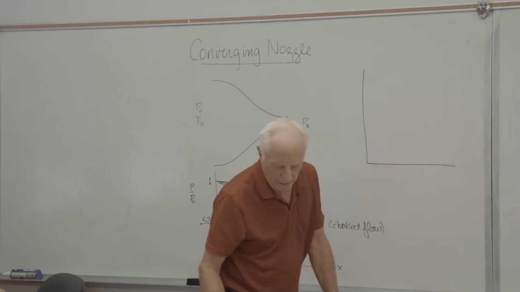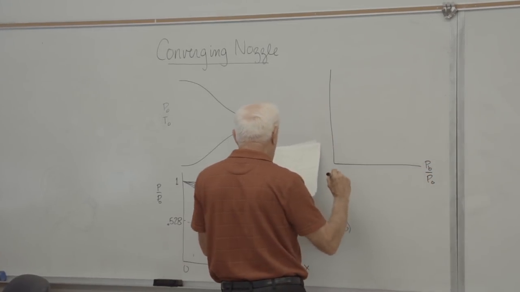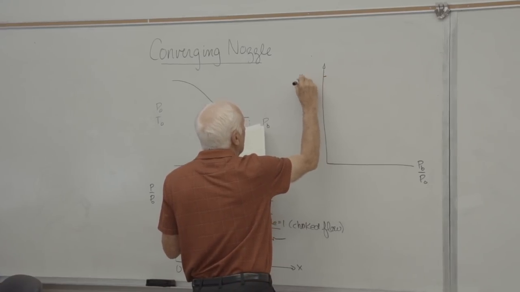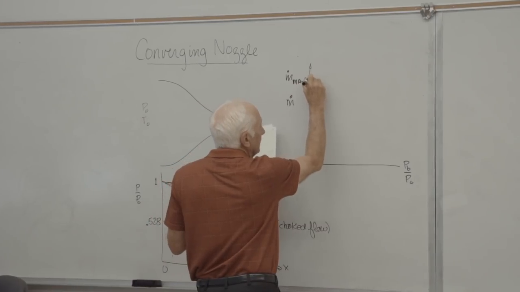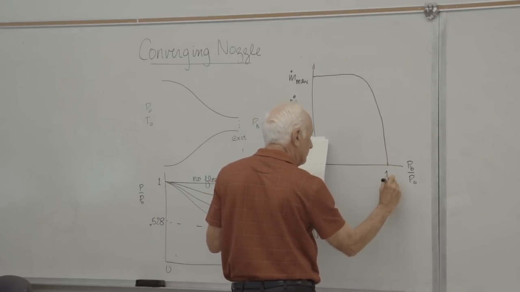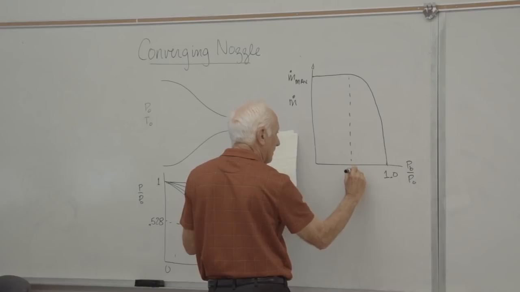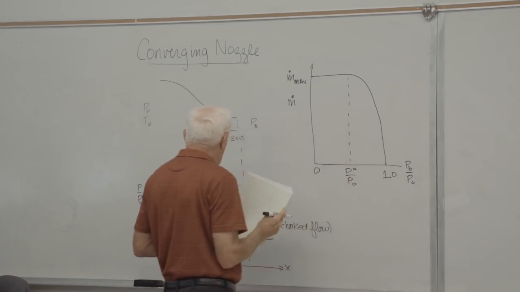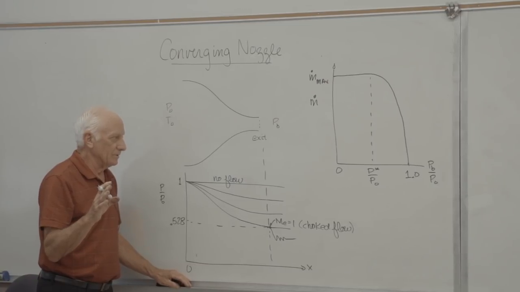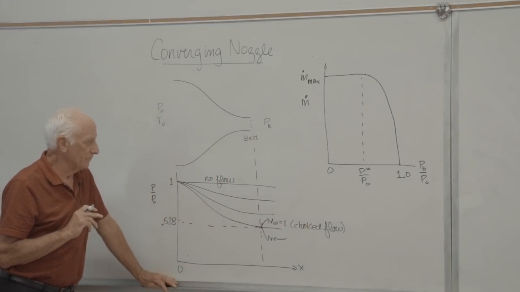It's in our textbook. In this graph, we're plotting on the x-axis P back over P naught, and on this axis M dot. This is M dot max. It comes over here flat, and then it drops down like this. This is 1, and this is P star over P naught, and this is 0. From our past lecture, any condition where the Mach number is 1 is a starred condition. So P star is the static pressure where the Mach number is 1.